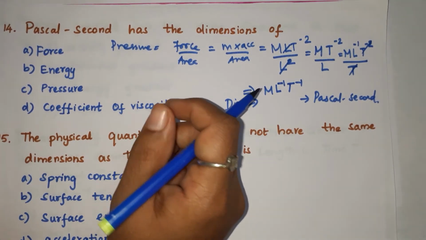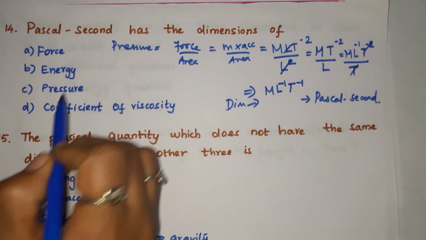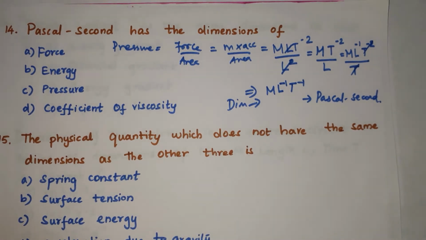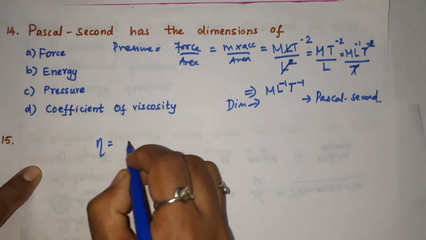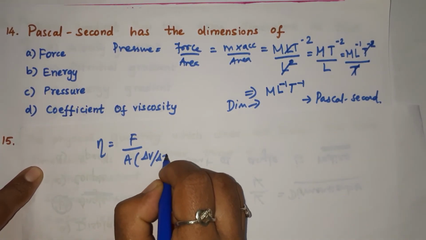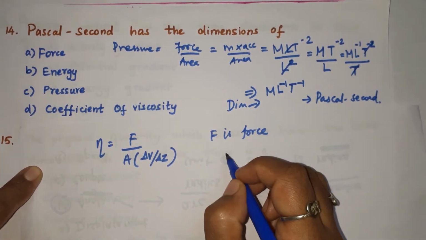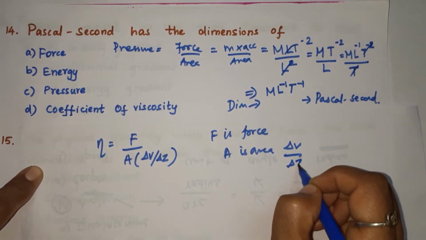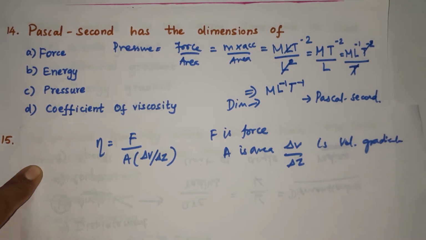From the formula of coefficient of viscosity, we are going to find whether viscosity is there or not in this. So I am going to check whether we have viscosity. Eta is equals to F by A del V by del Z. So F is force in this. What is the A? A is area. And del V by del Z is velocity gradient.